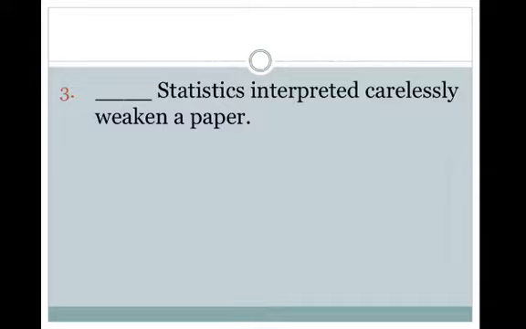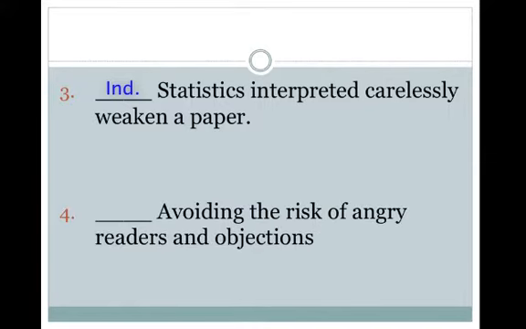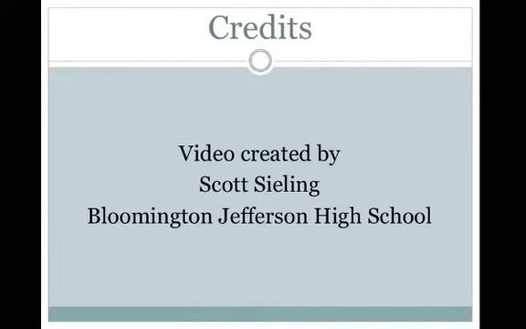Number 3. Statistics interpreted carelessly weaken a paper. This is an independent clause. It can stand alone. And number 4. Avoiding the risk of angry readers and objections. This isn't a complete thought, and therefore it's a subordinate clause. That's it for this video. Hopefully you can do these on your own.